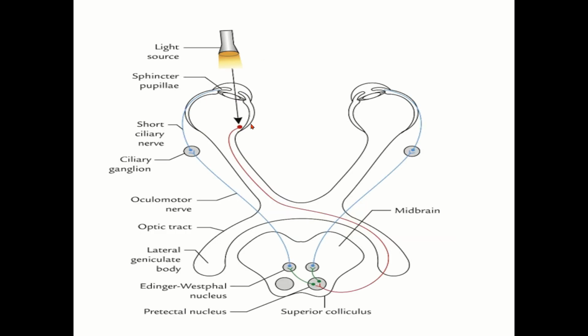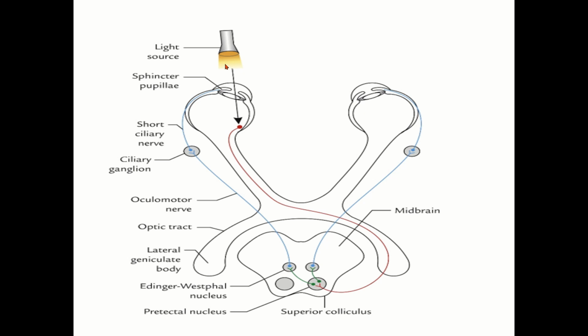Now you can see this is the pupillary light reflex. The light is falling on the left eye. The left pupil contracts, and the right pupil also contracts. When the source of light is on the left side and the left pupil is contracting, this is called the direct light reflex. When the light is falling on the left eye and the right pupil is contracting, we call it the indirect light reflex or consensual light reflex.